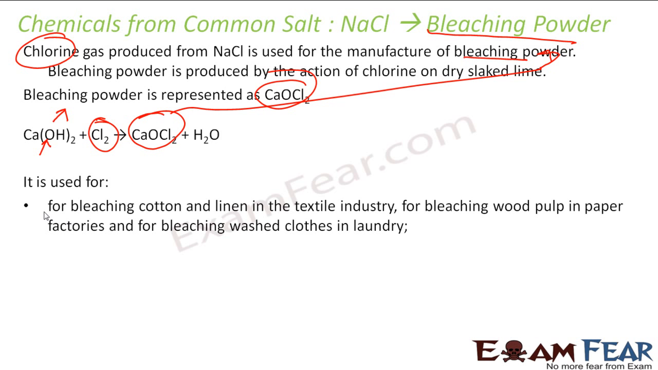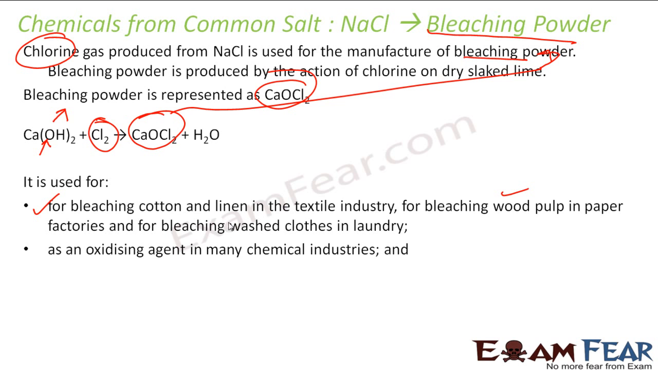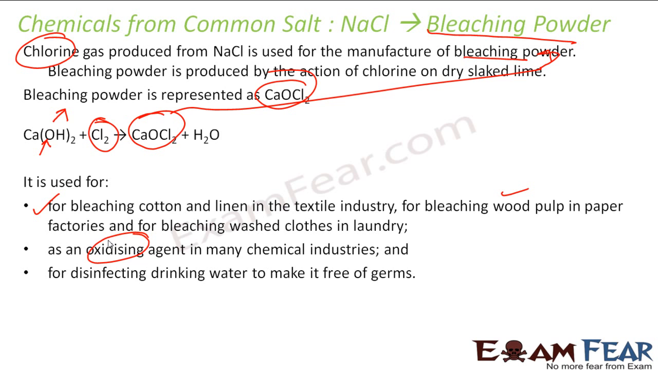And this bleaching powder is used for bleaching cotton in the textile industry, bleaching wood pulp in the paper industry, and for bleaching washed clothes in the laundry also. It is used as an oxidizing agent in many chemical industries also, and it is also used for disinfecting drinking water. A lot of times the water gets germs, so this is used to get it free from germs. All the germs get killed when you pass the chlorine gas, right? So that is the use of bleaching powder.